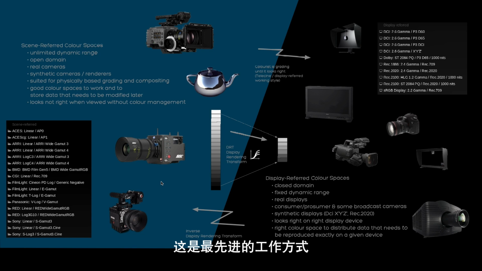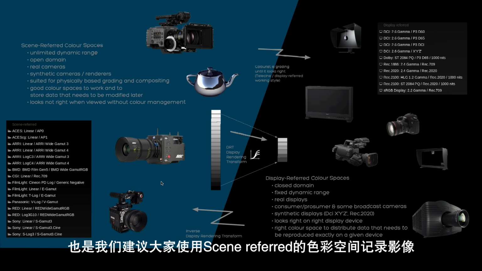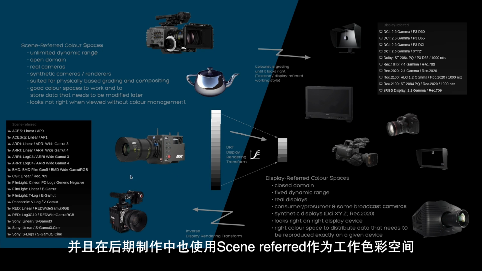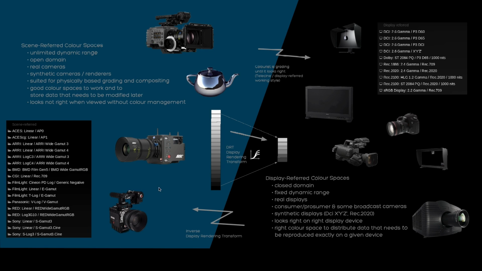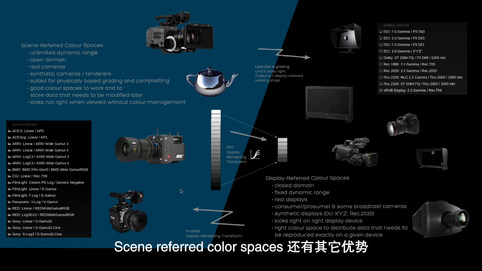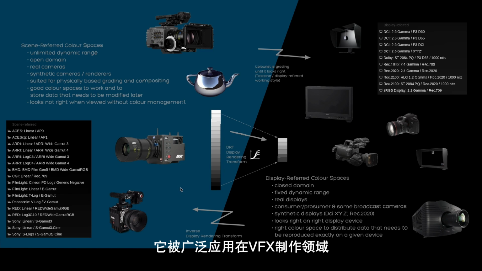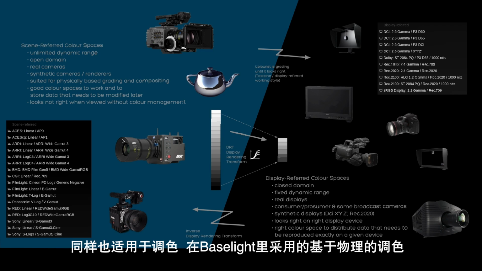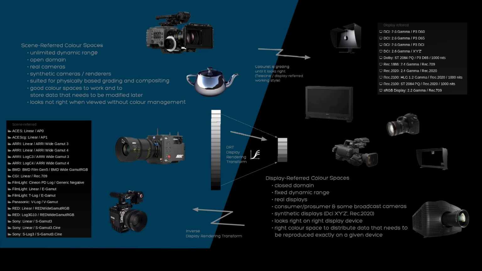So the state-of-the-art way of working, and this is also what we recommend everyone to do, is capturing in scene referred color spaces and also using scene referred color spaces as working color spaces during post-production. Scene referred color spaces also have other advantages. For example, they're very popular in VFX because they allow physically based rendering and compositing, and this is also true for grading. So physically based grading is a thing, at least in Baselight.